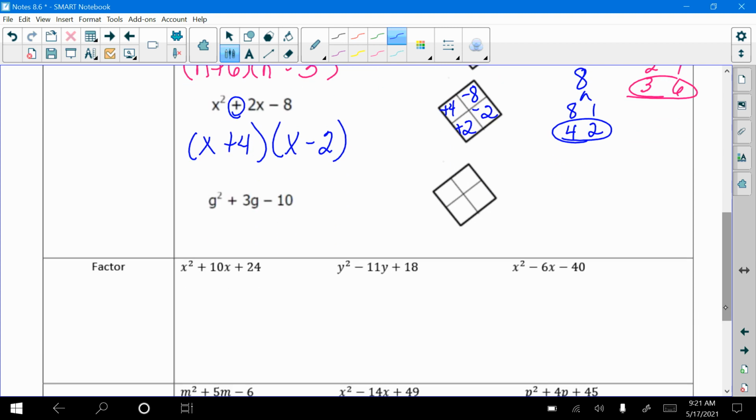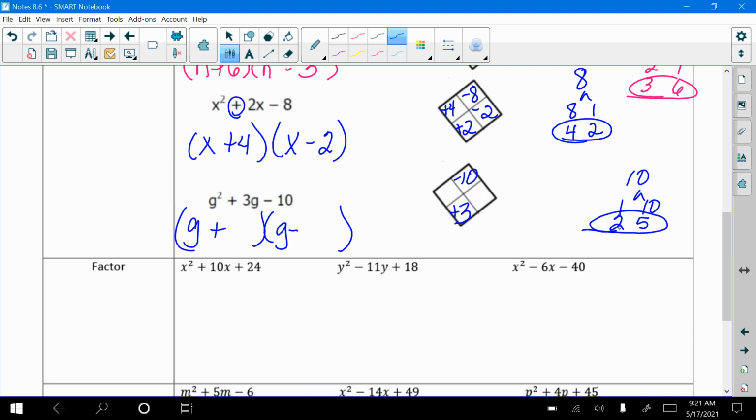Okay, the next part, g's. I've got some g's, so it's g and g. Different signs. Biggest one's positive, so plus and minus. I've got negative 10 and I've got a positive 3. So 10 breaks down to 1 and 10, 2 and 5. Boom. So the difference there is 3. My biggest one has to be positive. So positive 5 and minus 2. So g plus 5 and g minus 2.